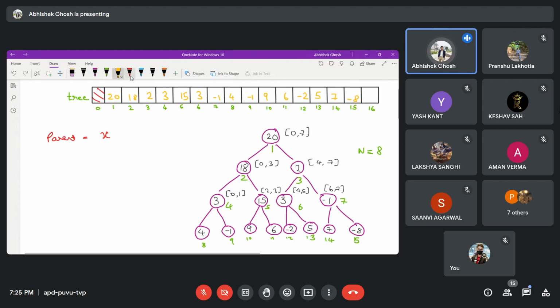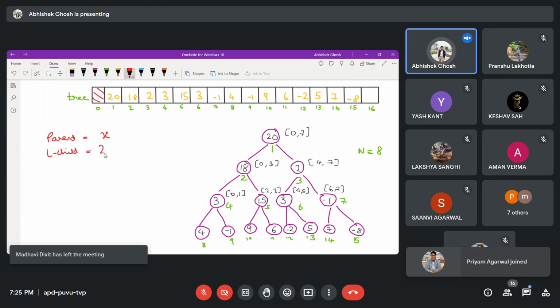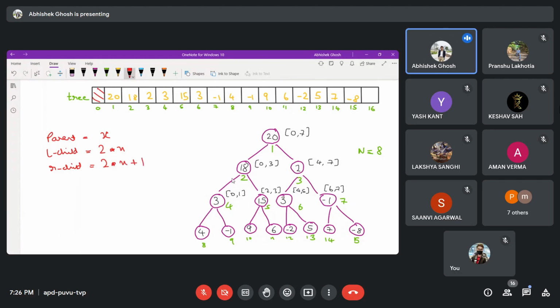Try to understand this. If I am at index 4, its left child is at index 8 and its right child is at index 9. So it should immediately be logical that the left child of the parent will be 2 into x and the right child will be 2 into x plus 1. This is not related to segment trees only; this idea can be extended to all kinds of trees. If you're using zero-based indexing, then this would be 2x plus 1 and 2x plus 2.